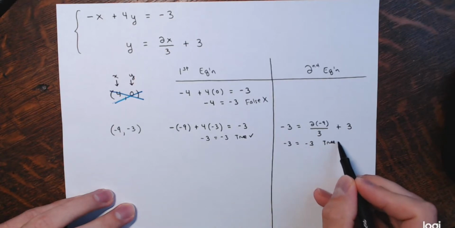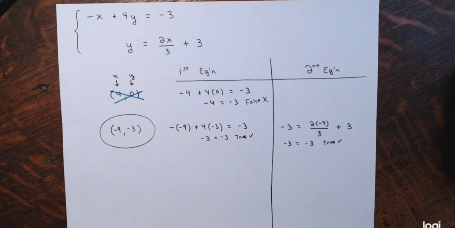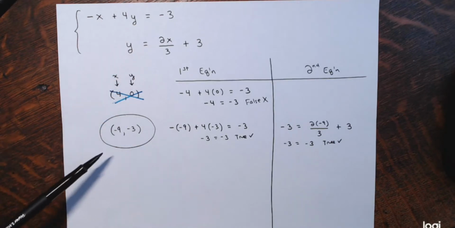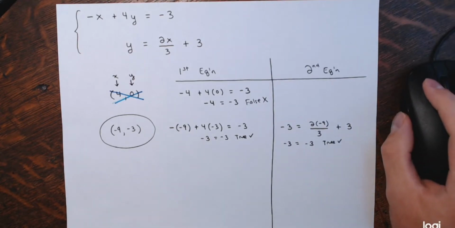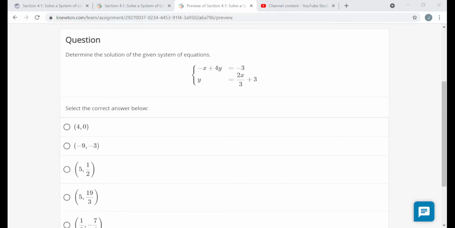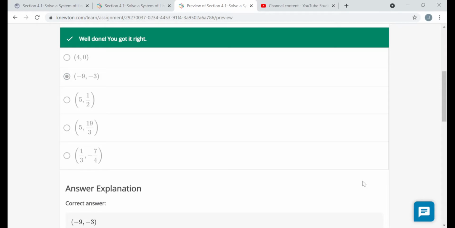Fantastic. This is true, so here it is, the solution of our system, of all the ordered pairs that were given to us. Now the system might have more than this solution, but again, of the ordered pairs that were given to us, this is the only one that works. You can check the other ones if you want, but because they have the word "the" correct answer here, that should be the only one. Great.